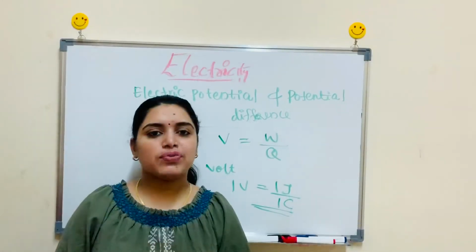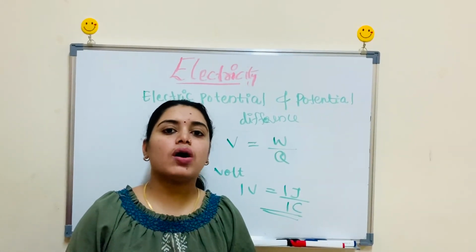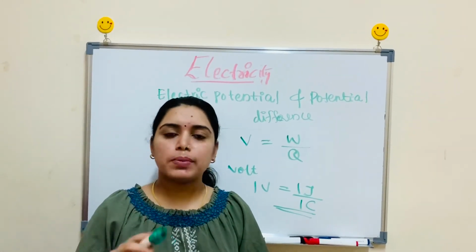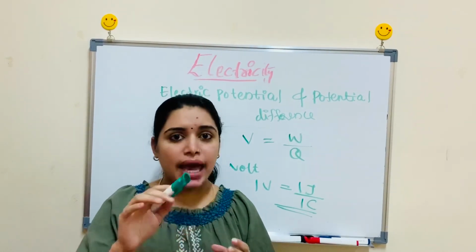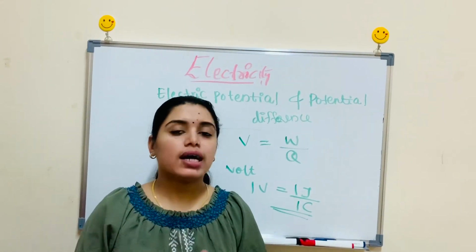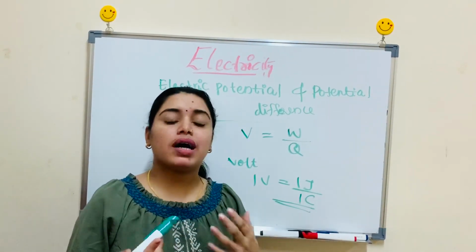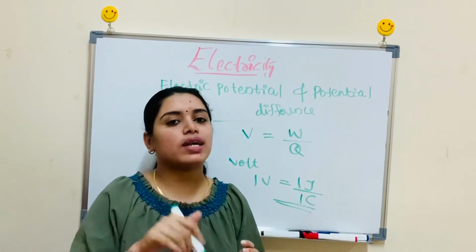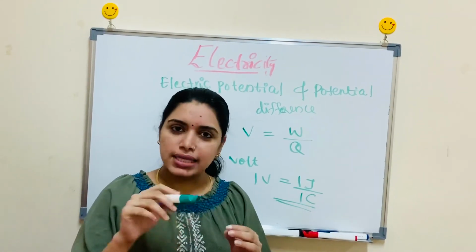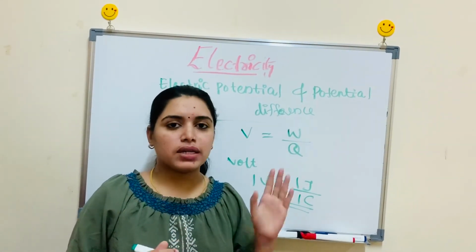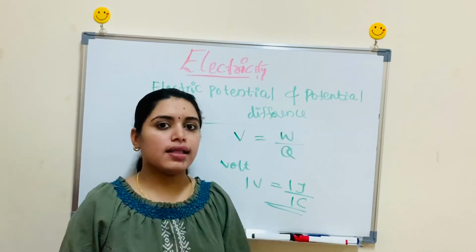The potential difference is measured by an instrument called a voltmeter, and a voltmeter is always connected in parallel in a circuit. In the previous case we studied the ammeter, which is an instrument measuring current, which is always placed in series in a circuit, but a voltmeter is connected in parallel in a circuit.